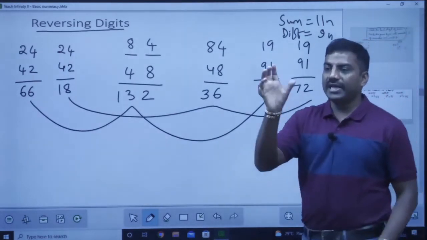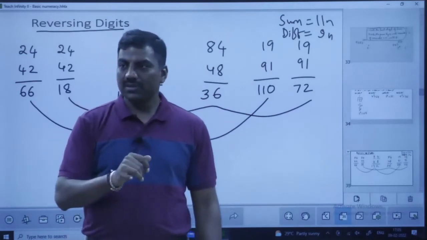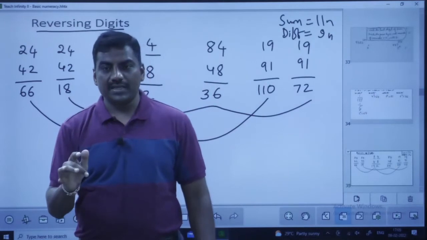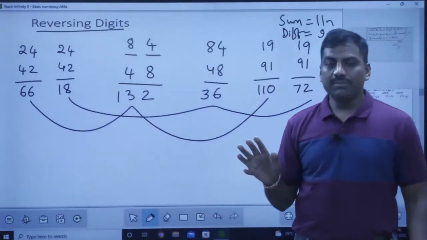Understood? Take any 2-digit number, reverse it and add them. You will get the multiples of 11. Take a 2-digit number, reverse it and take the difference. You will get the multiples of 9. Simple? Yeah?